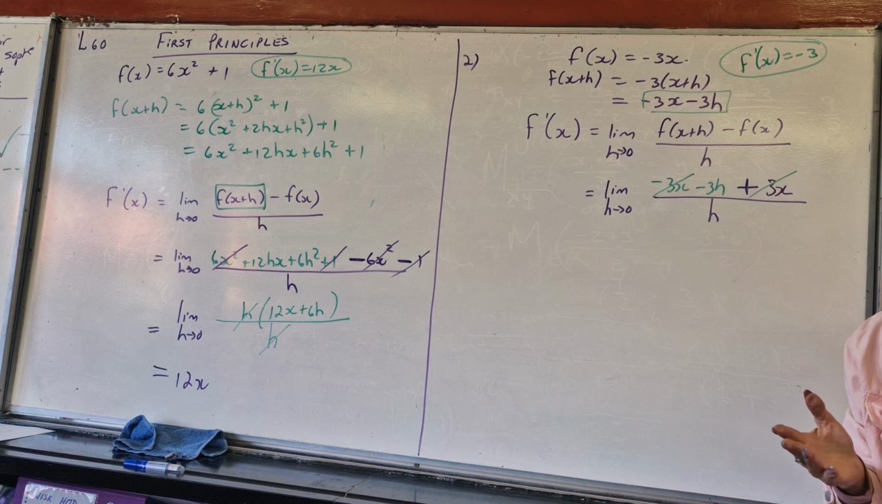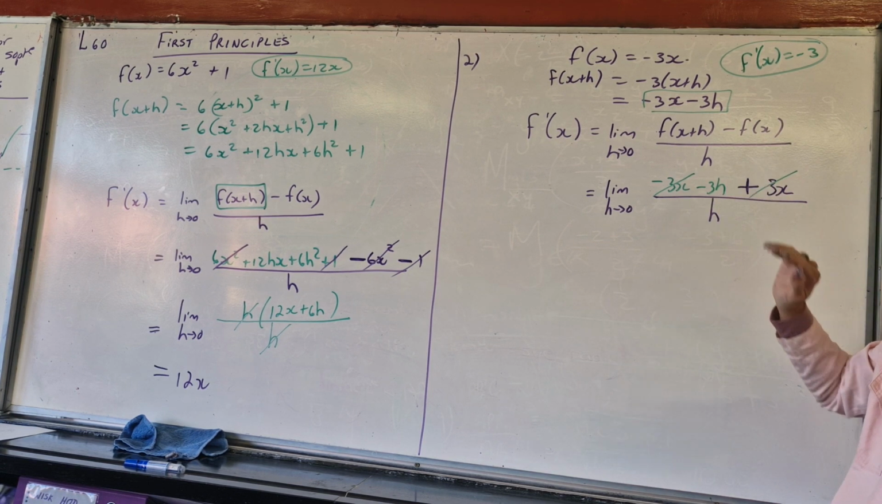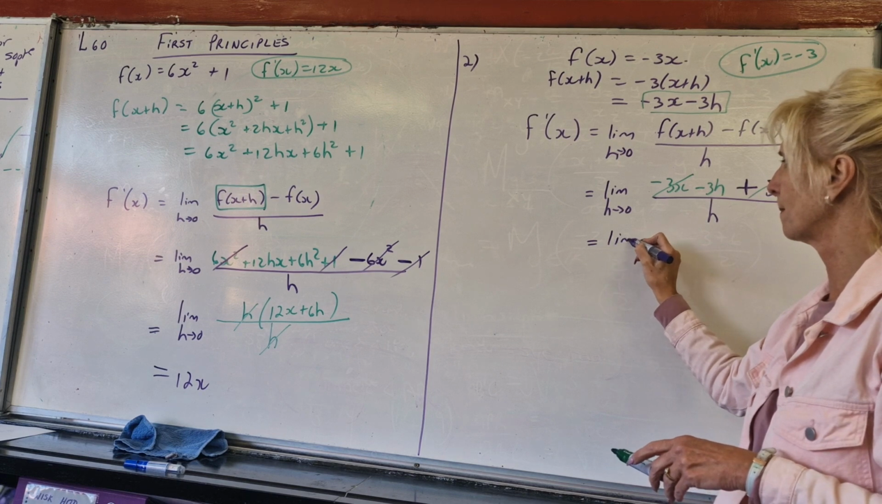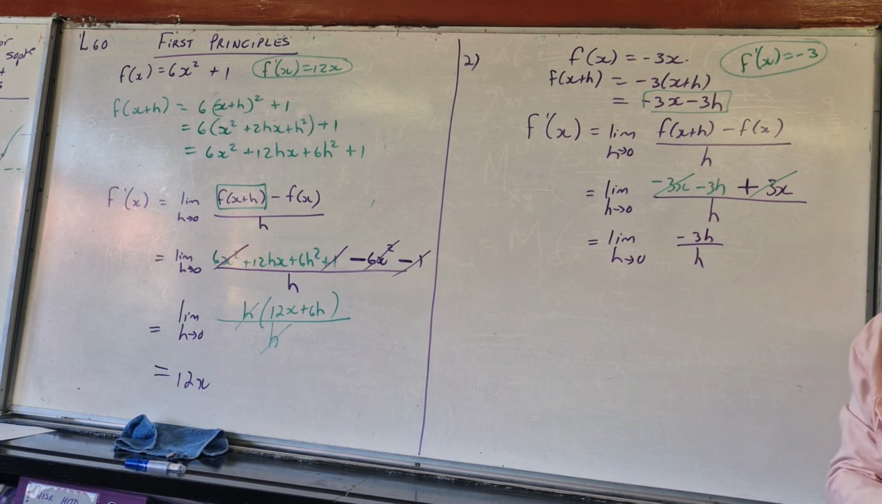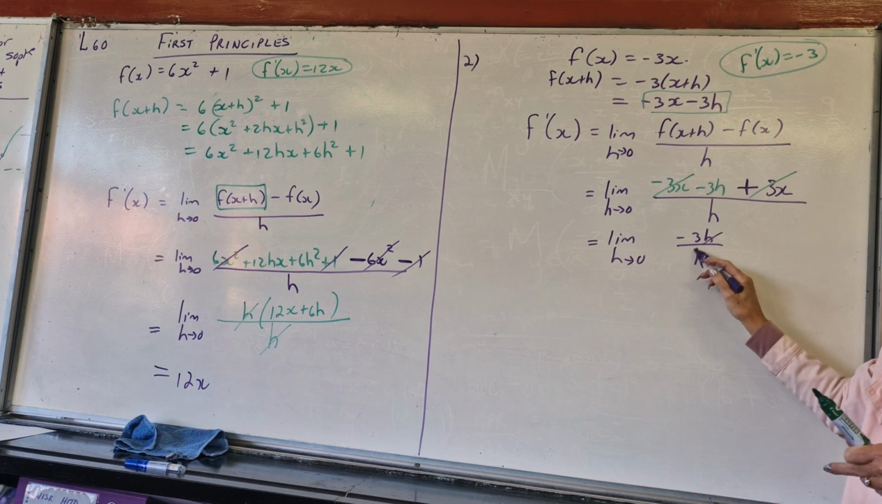Are you with me? Yes, ma'am. Because it's just negative 3h over h. So are you allowed to cancel out now? Because there's only one term you're allowed to. So this time, we didn't have to factorize. Do you need to write that step? No. But that's what's left. And you can cancel out the h's.